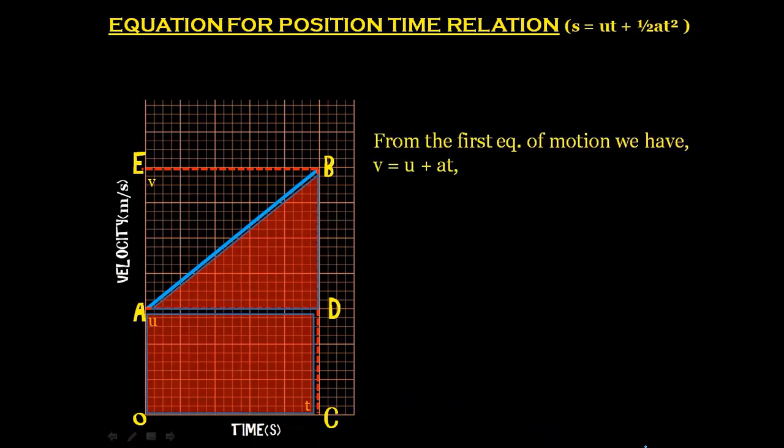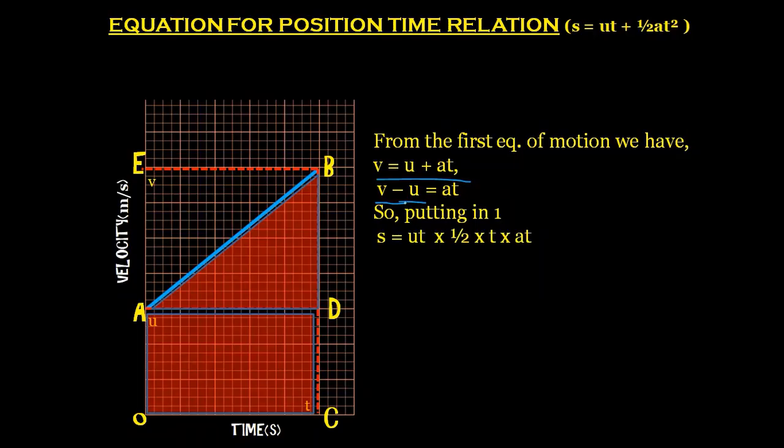Also we know the first equation of motion that we have derived in the previous video, v is equal to u plus at. v minus u is equal to at. We took u to the left side, so the sign of u became minus. Now we will put this value of v minus u in equation 1 and we get s is equal to ut plus half into t and in place of v minus u we have put at. So we get the second equation of motion, or the equation for position time relation, that is s is equal to ut plus half at square.